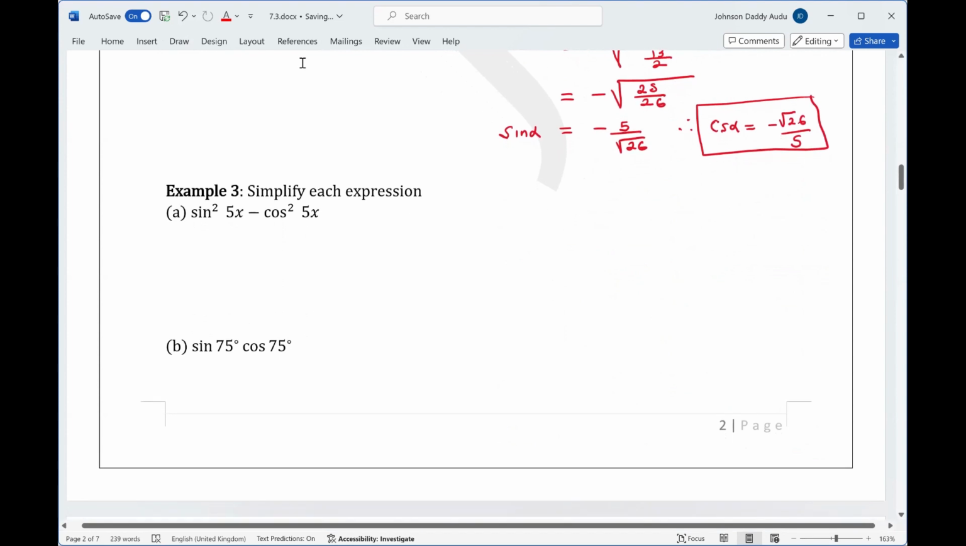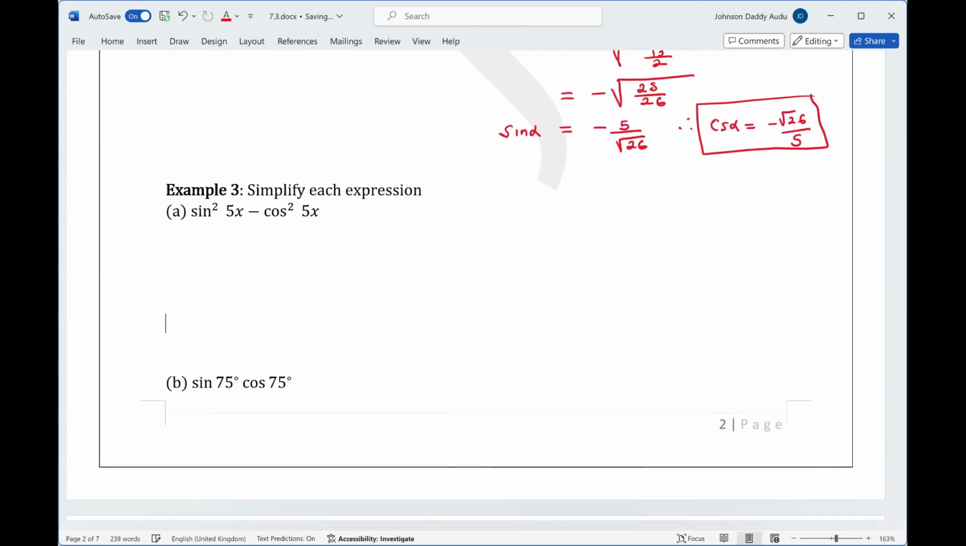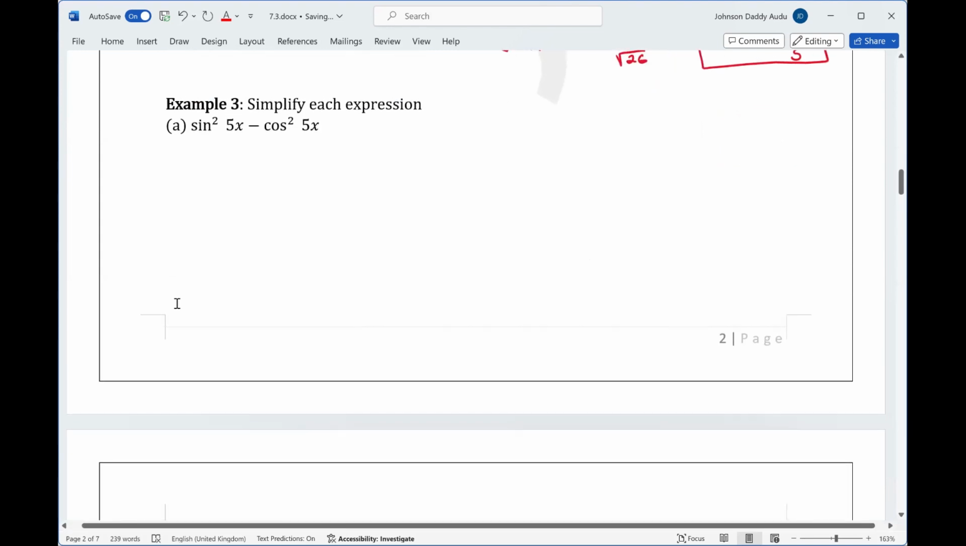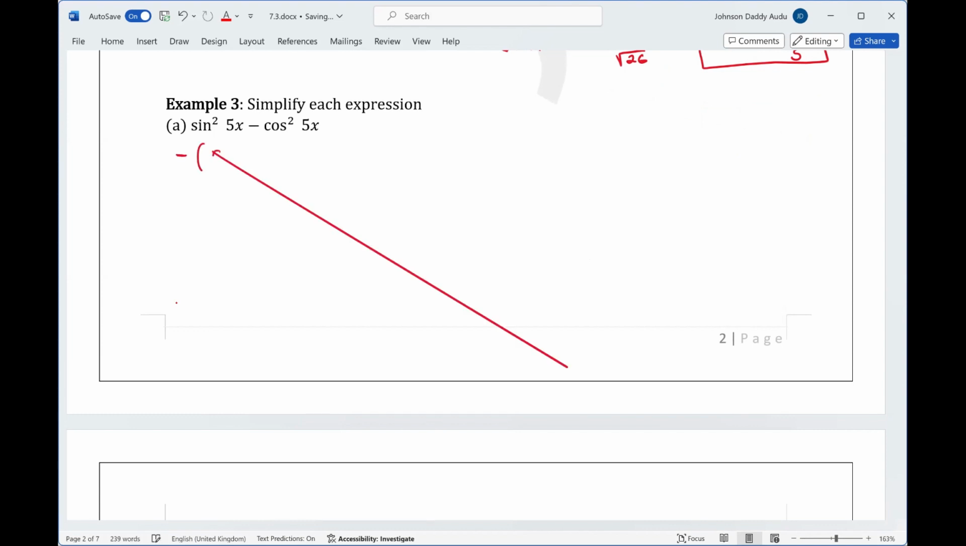All right, the next example is this one. Example number 3. You look at example 3, we have to simplify this expression. So which expression is this? You can see that this, you can easily factor out minus so that it becomes cosine squared 5x minus sine squared 5x, right?